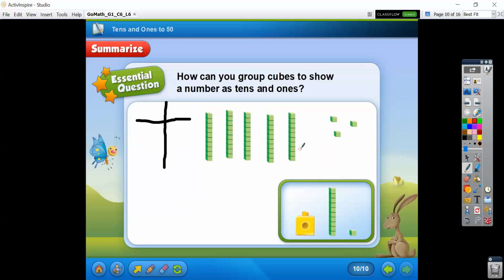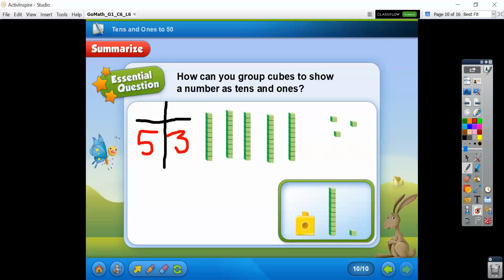So let's take a look at how many 10s we have here. Let's count the 10s. 1, 2, 3, 4, 5 of them. So I'll put that number over here on this side. And then over here is our 1s. We have 1, 2, 3 of them. So what number did we build? We built the number 53. Now I can go back and count that again by 10s. 10, 20, 30, 40, 50, 51, 52, 53.